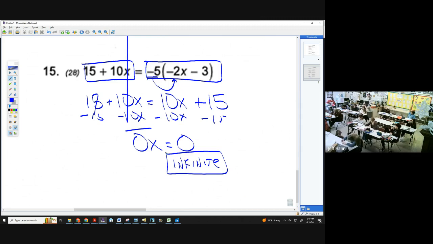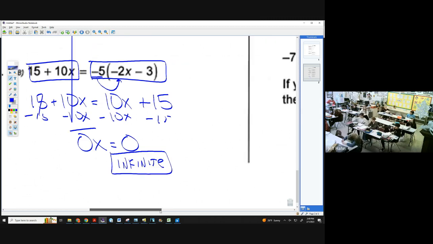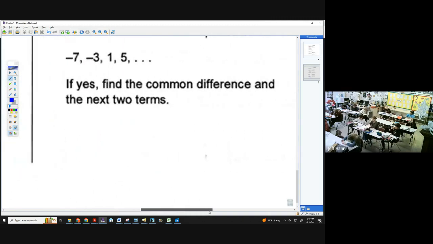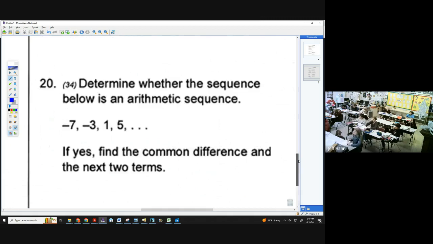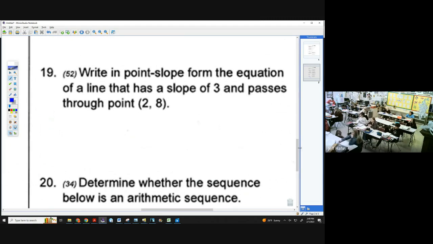David, 19. Is that this one? Oh, please tell me it's not the... Now, ladies and gentlemen, I will tell you, this should have been one of the easiest problems for you. Because if, would somebody please, that's all you do, take out your notes under point-slope form. If you didn't look at your notes, I can't help you. Look, right here.